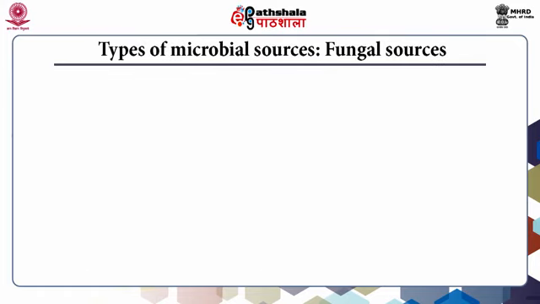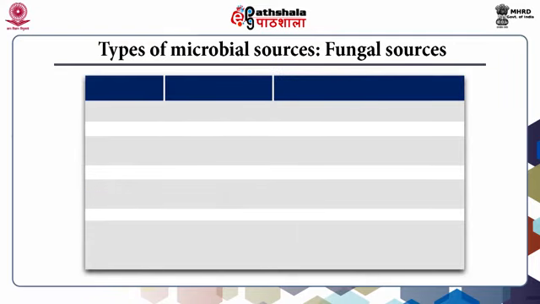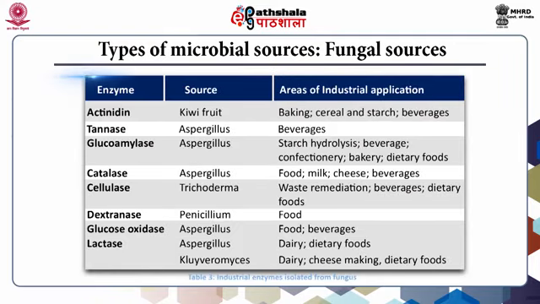Some of the industrially important enzymes which are sourced from fungus are given in table 3. These are obtained by fungal fermentation. As we can see in this slide and in the coming slide, fungus have been sourced for a plethora of industrial hydrolytic enzymes ranging from amylases, glucoamylases, tannase, cellulase, dextranase, glucose oxidase, lactase, lipase, protease, rennet, invertase, pectinase and many more.